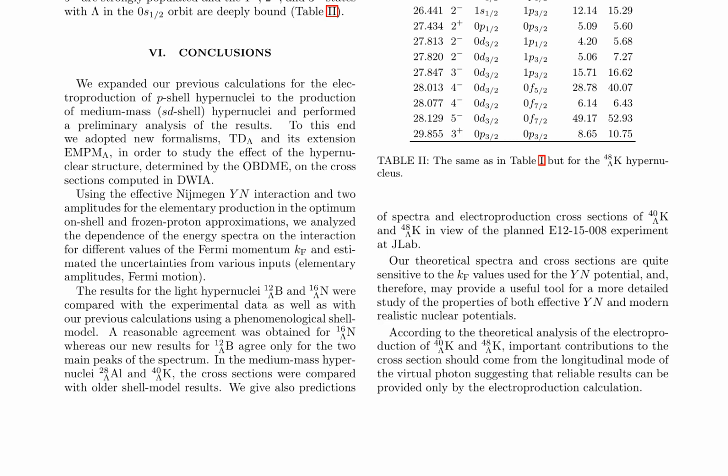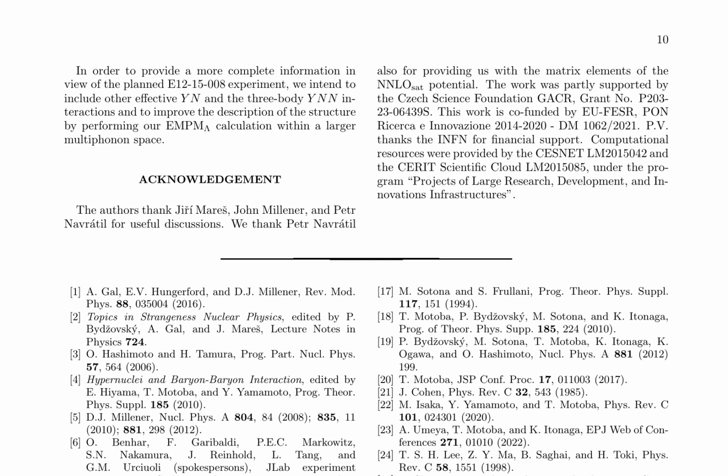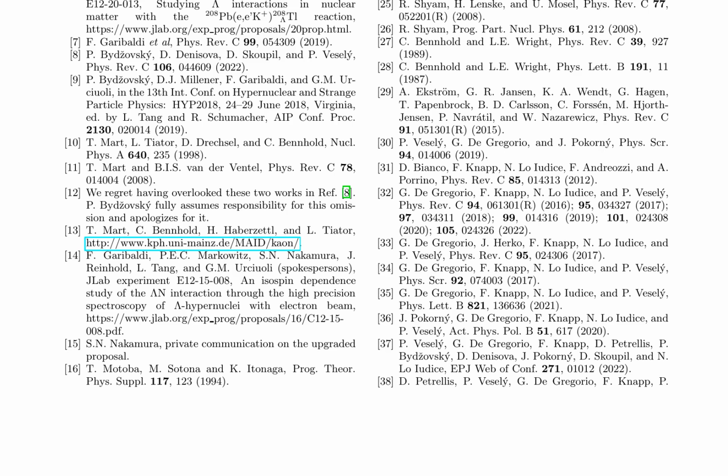The paper highlights the importance of the electroproduction of medium-mass hypernuclei for understanding the hypernuclear structure and the YN interaction. The authors note that the theoretical spectra and electroproduction cross-sections are quite sensitive to the kF values used for the YN potential, suggesting that these calculations can provide a useful tool for a more detailed study of both effective YN and modern realistic nuclear potentials. The analysis also emphasizes the need to include other effective YN and three-body YNN interactions in future studies.